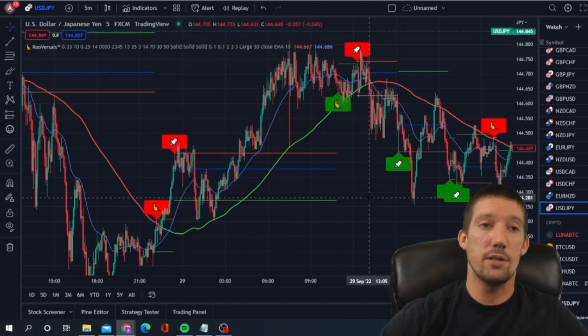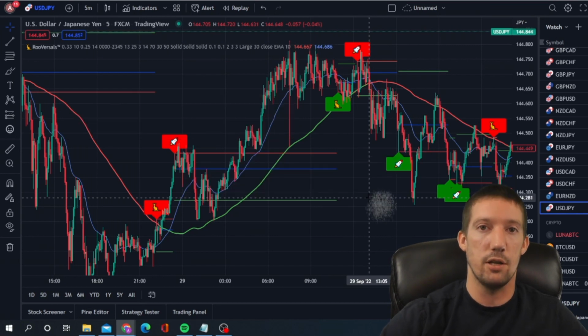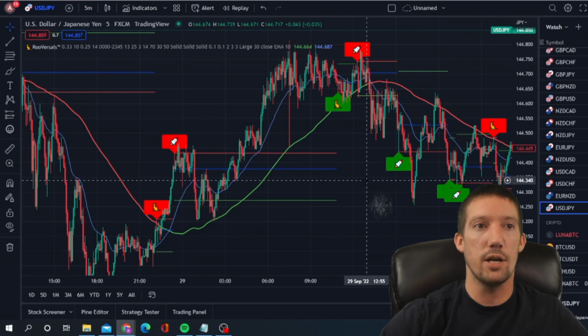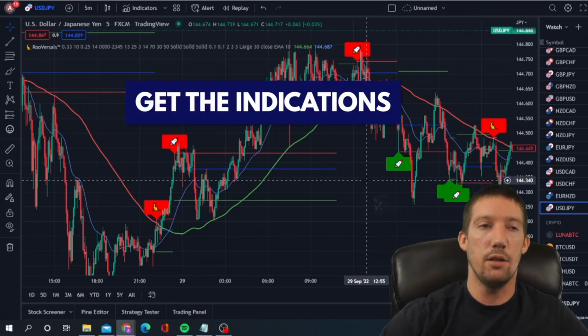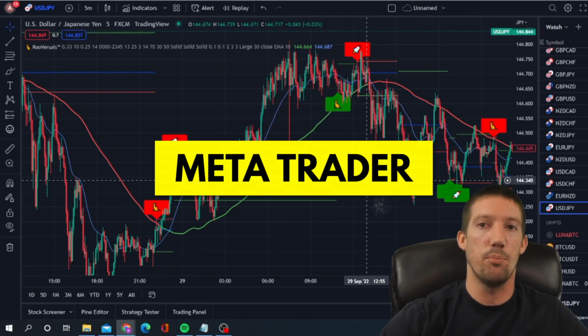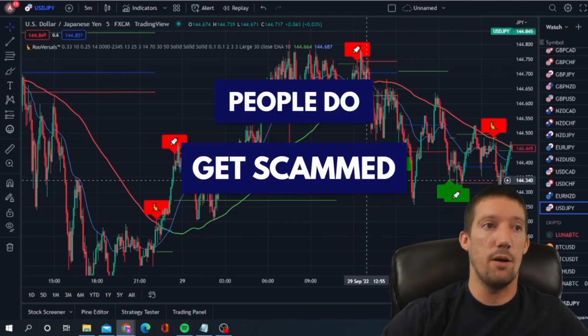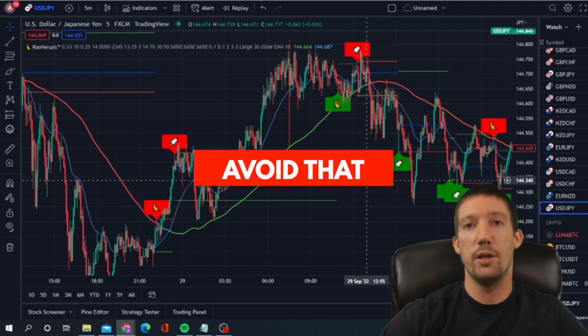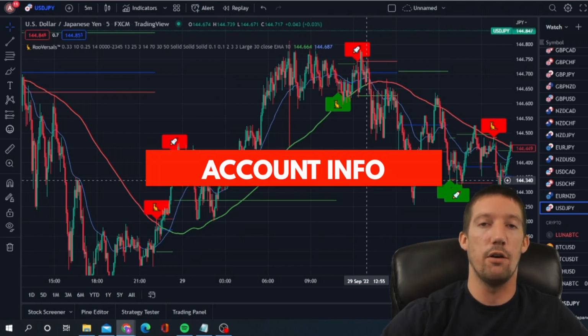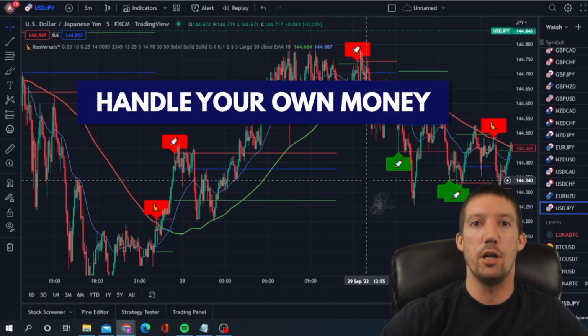Now, we have made this indicator for CTrader, but we're not totally switched over to CTrader yet, so that's going to take a little bit of time. But in the future, you'll also be able to use this on CTrader. At the current time, we're getting the indications on TradingView and then placing the trade on SageFX or MetaTrader, which is the platform that we use to trade. I did mention in a previous video that people do get scammed on MetaTrader, but the way you avoid that is by not giving someone your account information and not giving anybody any money to trade for you. You handle all your own money and you'll be fine.